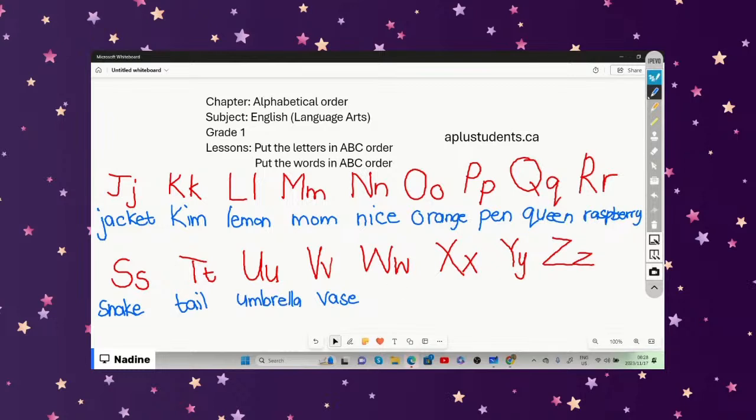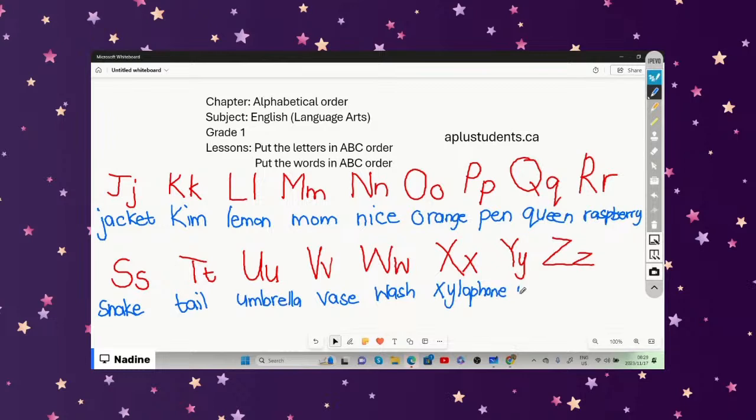Then we have W for wash. It can be wash or wasp. We have X for xylophone. It's a little musical instrument that you beat. It's got different colors and it makes a specific sound.